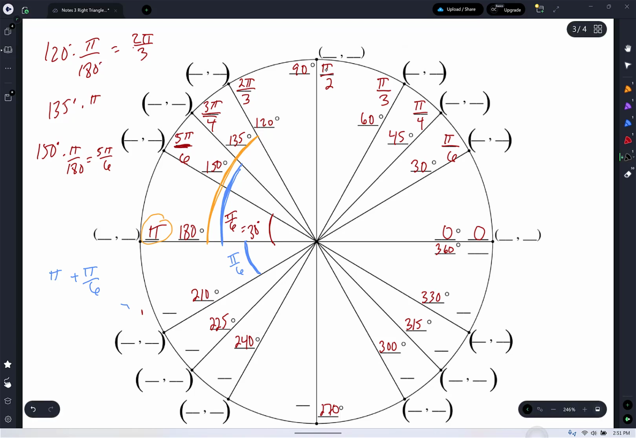I'm going to help you out some more. You see this pi? I just write it as 6 over 6. What's 6 pi plus 1 pi? 6 plus 1. What's 6 plus 1? So 7 pi, keep the denominator the same. 7 pi over 6. So this guy right here is 7 pi over 6.